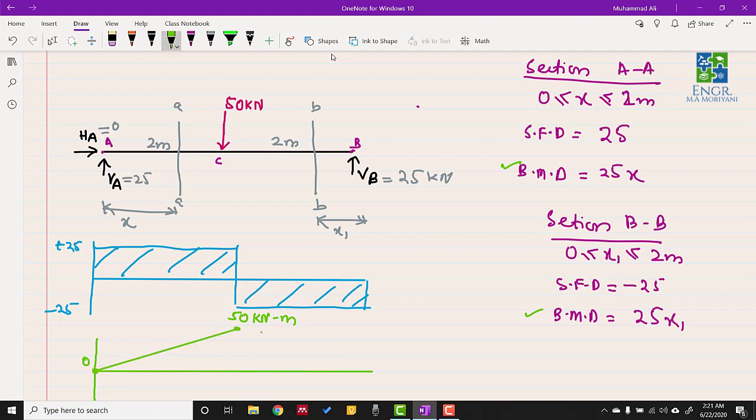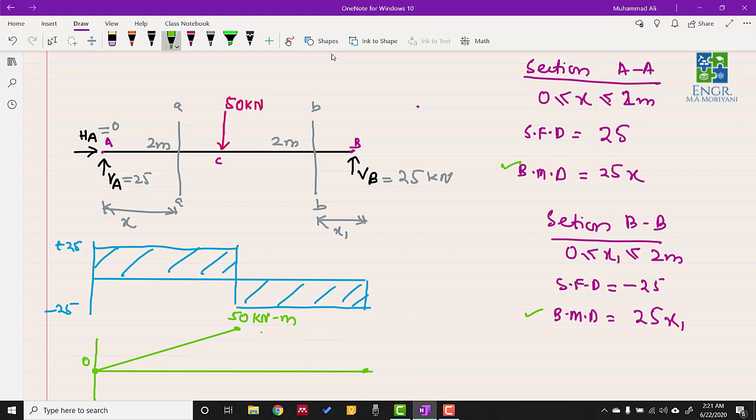All right, now for the portion CB we have this equation, and remember this x1 distance is from point B. So if we want to know the value of bending moment at point B, we have to put x1 equals 0. If we put x1 equals 0, again this whole equation will be equal to 0. So this again is telling us that at point B the bending moment will be 0.